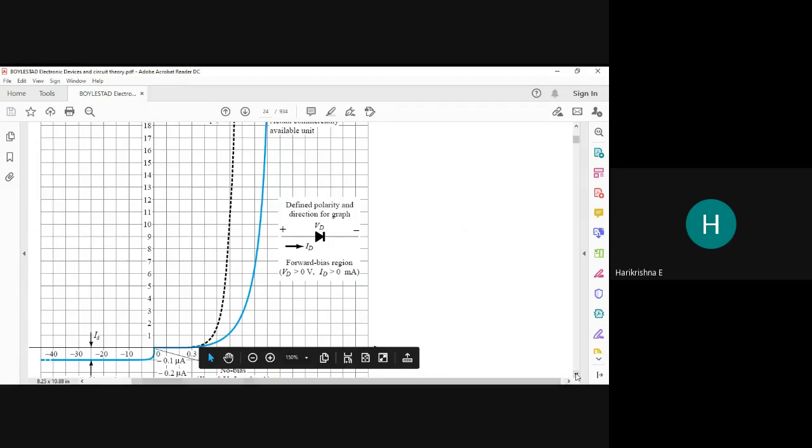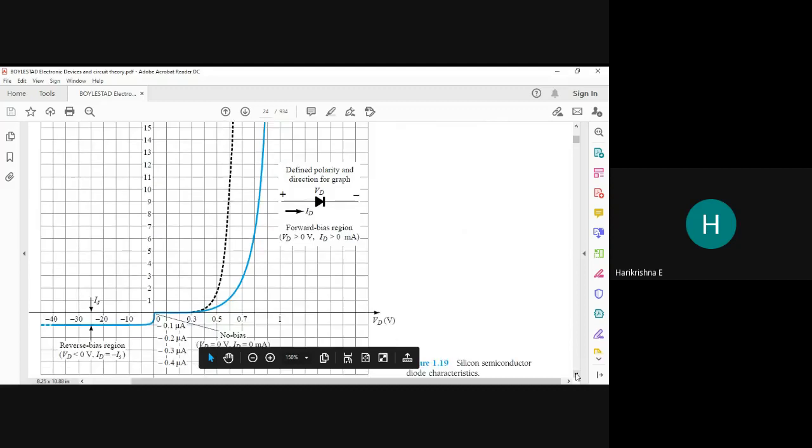Voltage will be on the x-axis, current will be on the y-axis. Forward bias voltage, this one; reverse bias voltage, this one. Very small current is flowing through the device, almost constant. IS is the reverse saturation current. Generally I naught in some books, IS in some books, reverse saturation current.